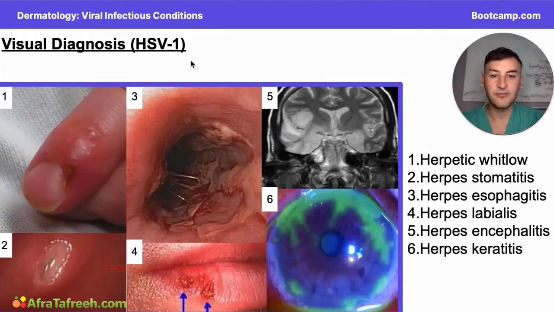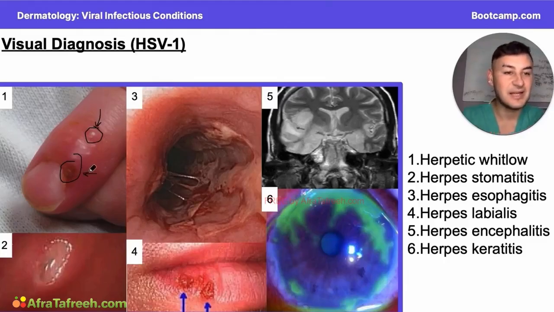So let's reinforce this all with visual diagnosis. So first things first, herpetic whitlow. This is HSV infection of the finger. So you see this is our lesion out here. This is a fresher lesion here. So this would be the primary lesion, how it would look, and then maybe after it's healing, it might look like this. You will get a step 1 question asking about a dentist.